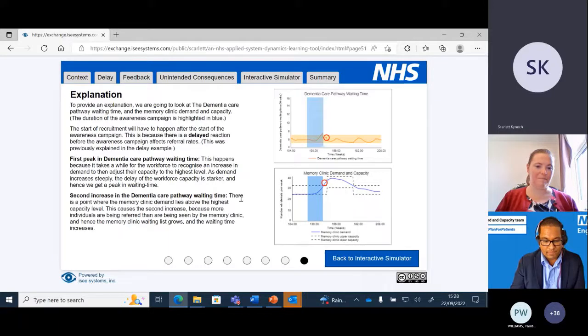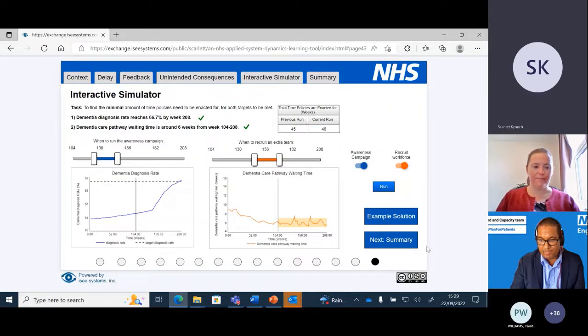And then for the second increase, there is a point where the memory clinic demand lies above the highest capacity level. This causes a second increase because more individuals are being referred than are being seen by the memory clinic, and hence the memory clinic waiting list grows and the waiting time increases. So that's a brief overview of why that happens. And you're right that it takes a while to recruit that workforce, and therefore you need a bit of delay. But with the awareness campaign, there's also delay there. So your referral rates will increase, and that's when you want your extra team to be recruited to deal with that extra increase in referrals.